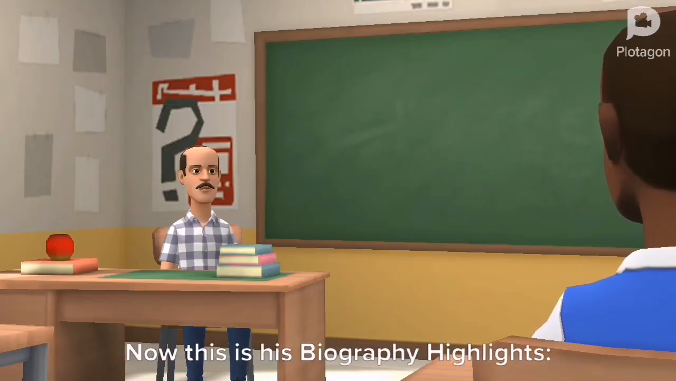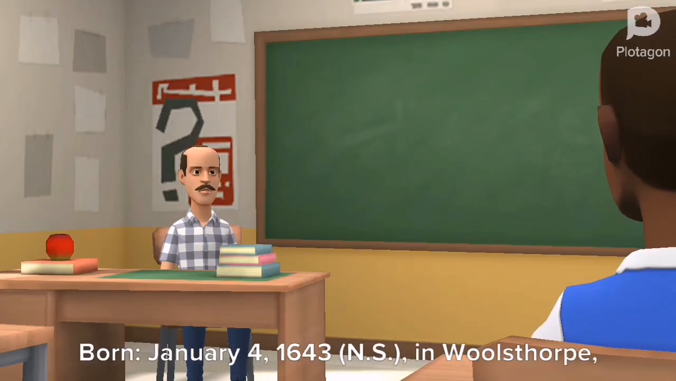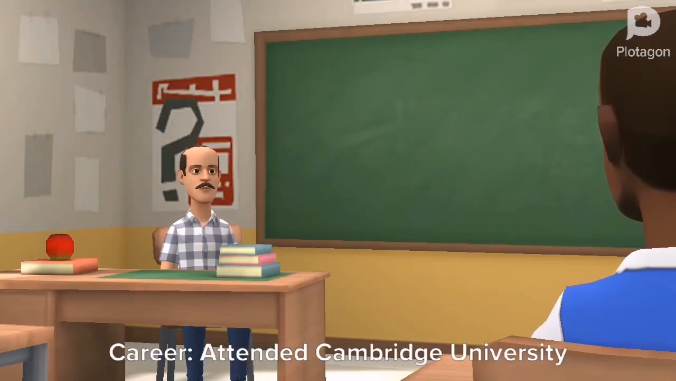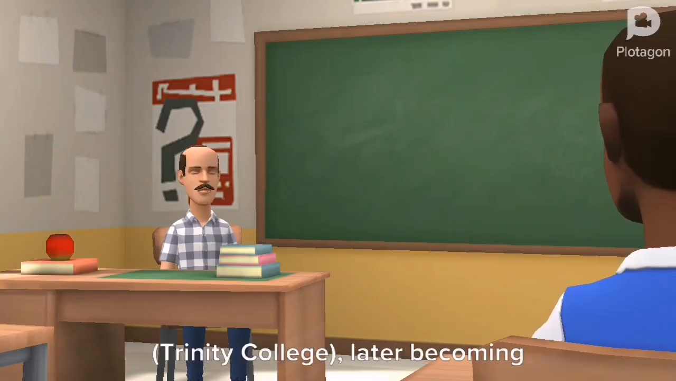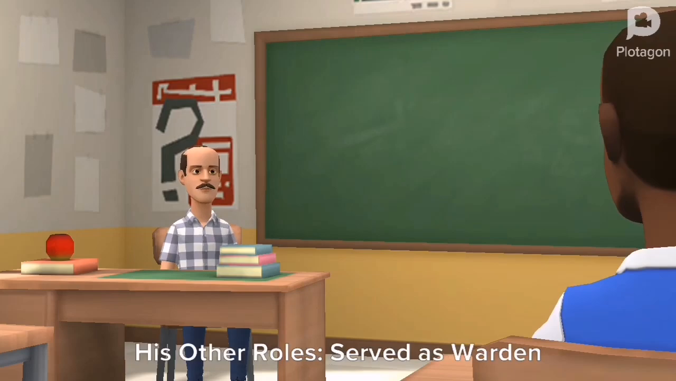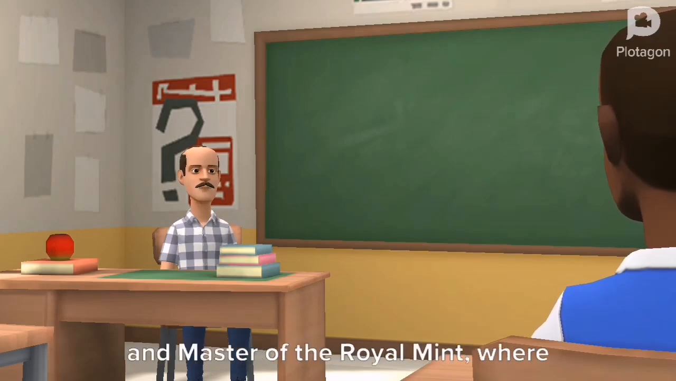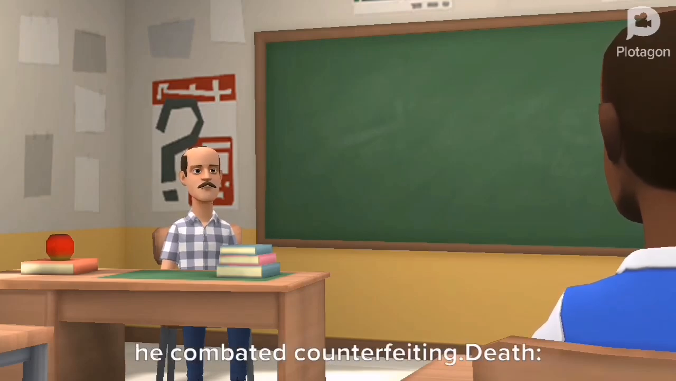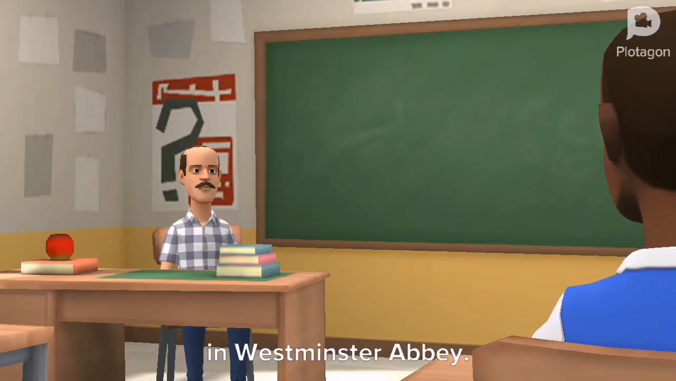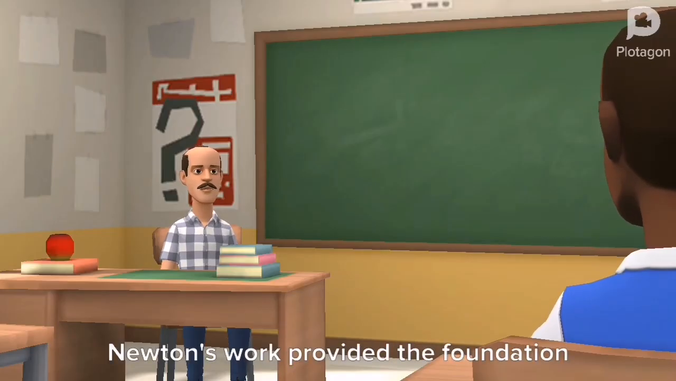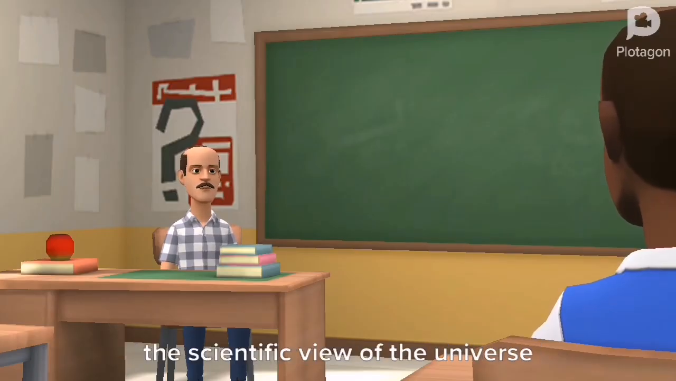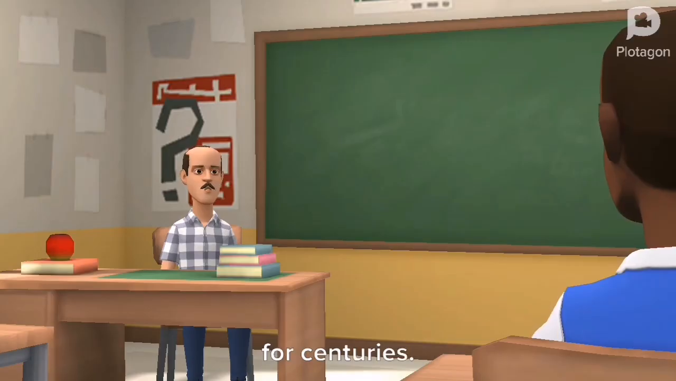Now this is his biography highlights. Born January 4, 1643, in Woolsthorpe, Lincolnshire, England. Education and career: attended Cambridge University, Trinity College, later becoming the Lucasian Professor of Mathematics. His other roles: served as Warden and Master of the Royal Mint, where he combated counterfeiting. Death: died on March 31, 1727, and was buried in Westminster Abbey. Newton's work provided the foundation for classical physics and dominated the scientific view of the universe for centuries.